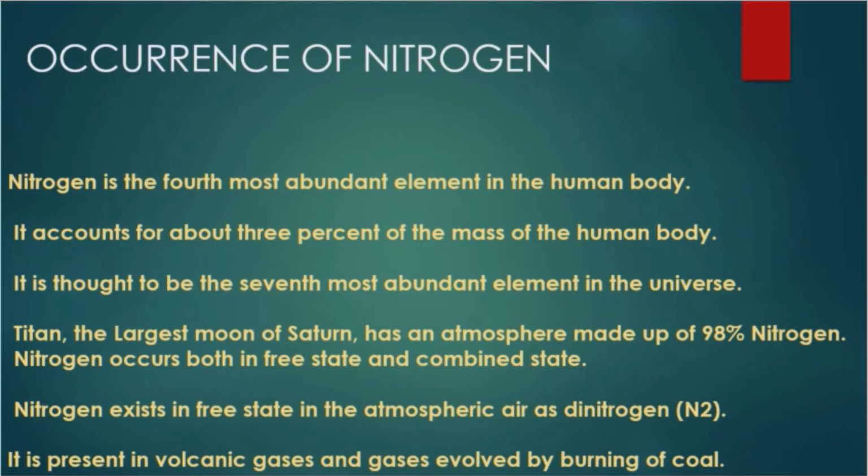Occurrence of nitrogen. Nitrogen is the fourth most abundant element in the human body. It accounts for about 3% of the mass of the human body. Titan, the largest moon of Saturn, has an atmosphere made up of 98% nitrogen. Nitrogen occurs both in free state and combined state. Nitrogen exists in free state in the atmospheric air as dinitrogen. It is present in volcanic gases and gas evolved by burning of coal.